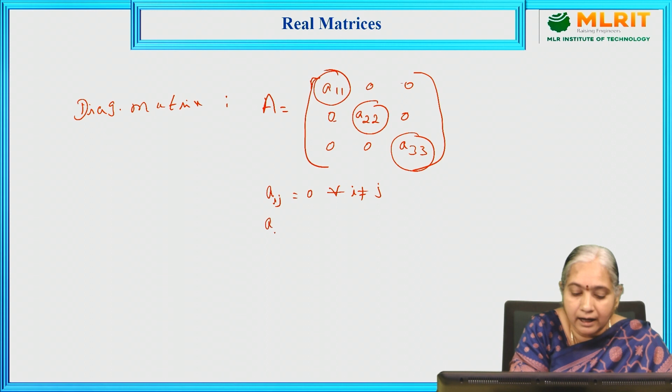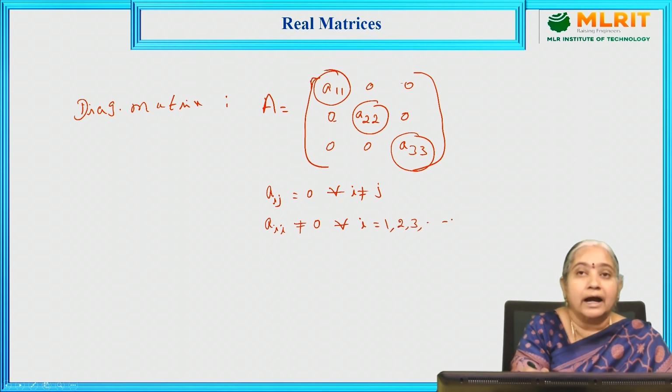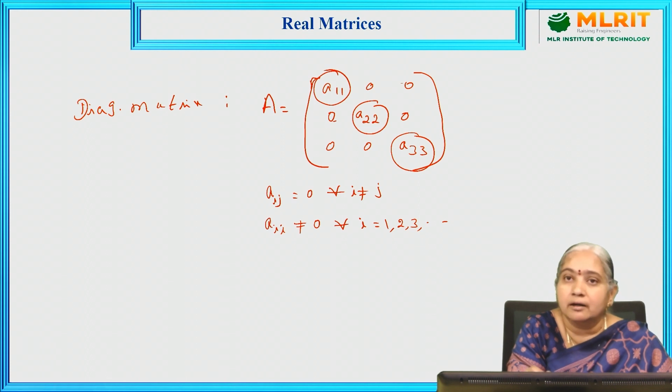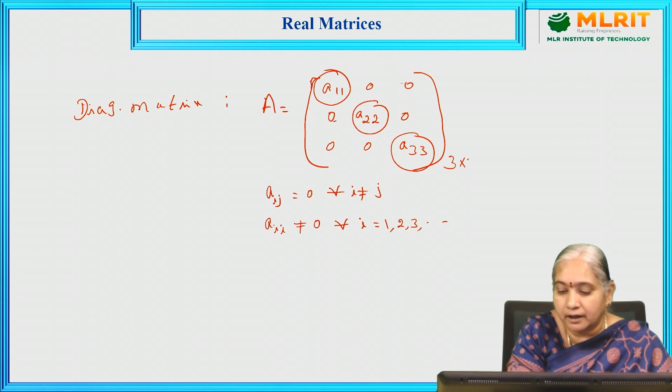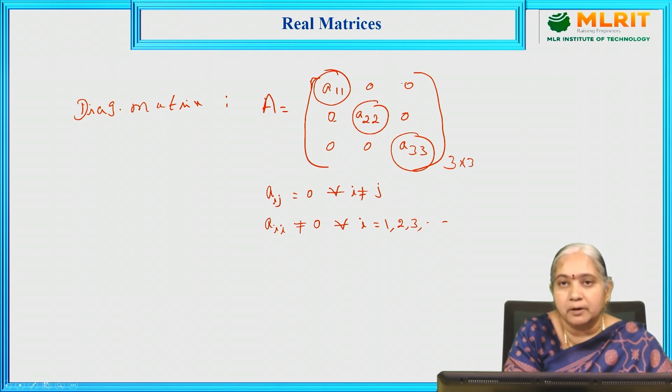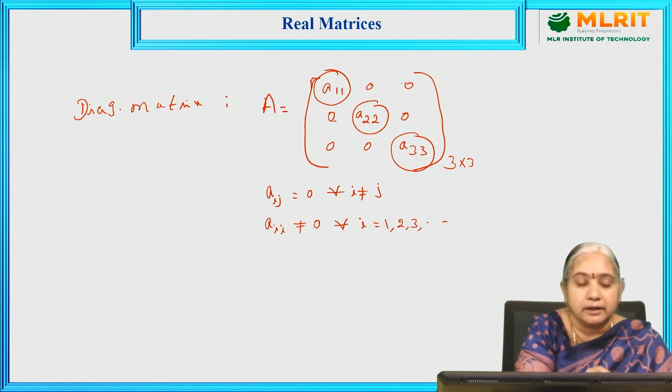So here aii is not equal to 0 for every i, where i is equal to 1, 2, 3 and so on. And this diagonal matrix must be a square matrix. So the order of this matrix is 3 by 3, or we can simply say the order of the matrix is 3. In a diagonal matrix, except diagonal elements, all other elements must be 0. This type of matrix is called a diagonal matrix.